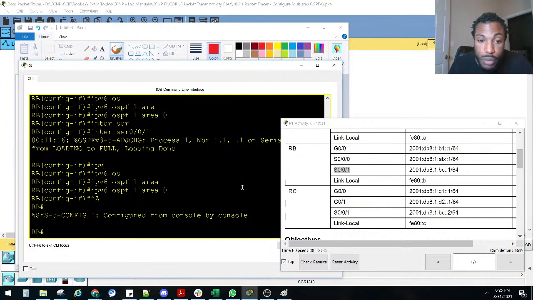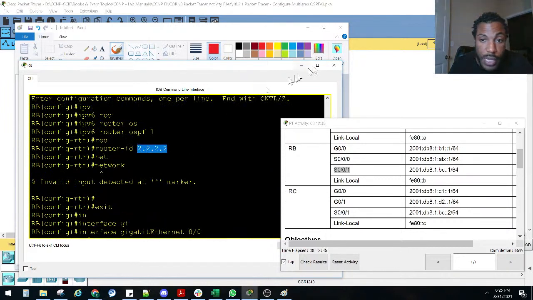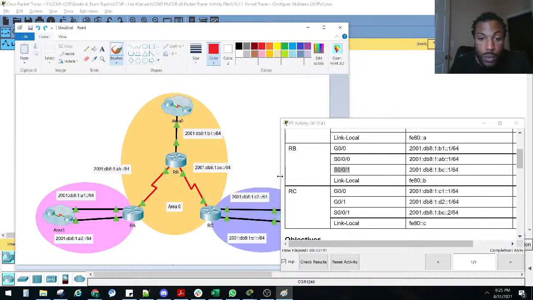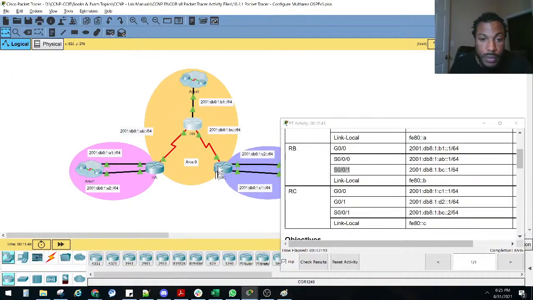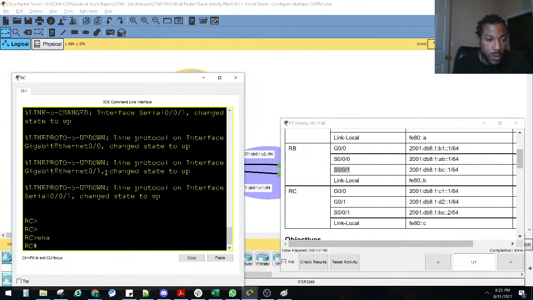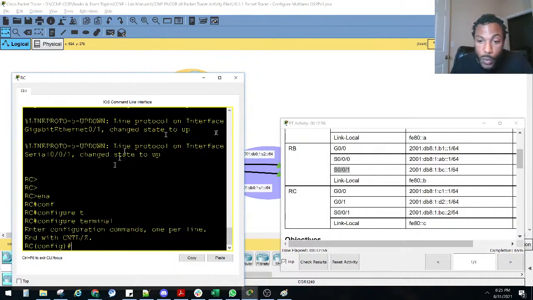What was the next step? We gave them a process ID of 2.2. So let's go ahead and do the same thing on router 3, or router C rather. This guy right there. Where's router C? He's right here. Let's go to privileged exec mode, and then global config mode.